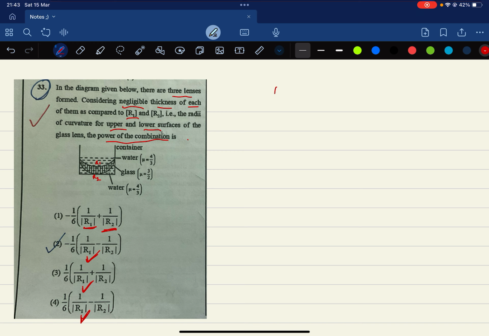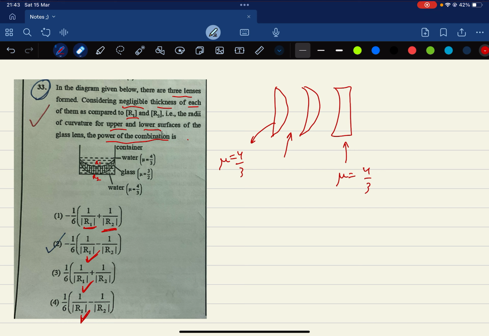So let us consider that this is the first lens. This is a tiny air pocket in between. Such is the third lens, and such is the water lens here, and this is the plano-convex, depending upon which of R1 or R2 is bigger, we will call it something. This is glass, so it is 3/2.